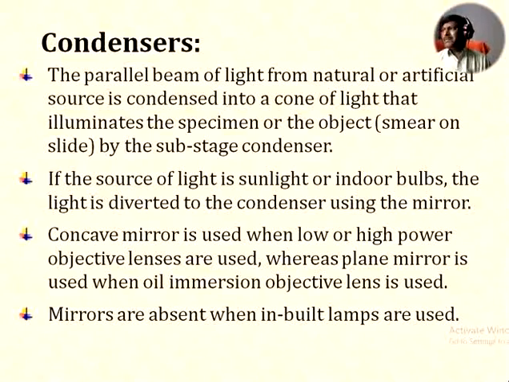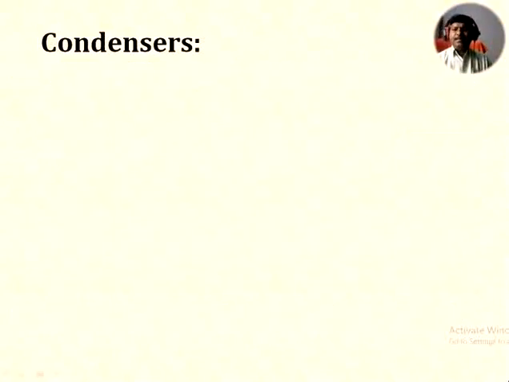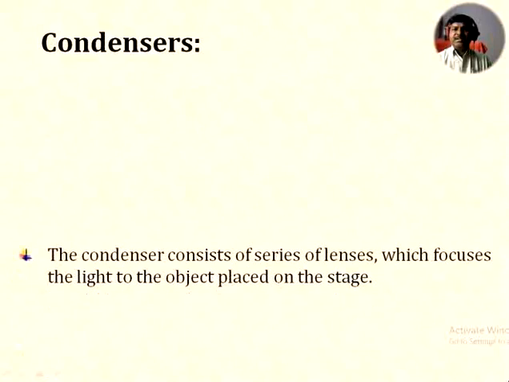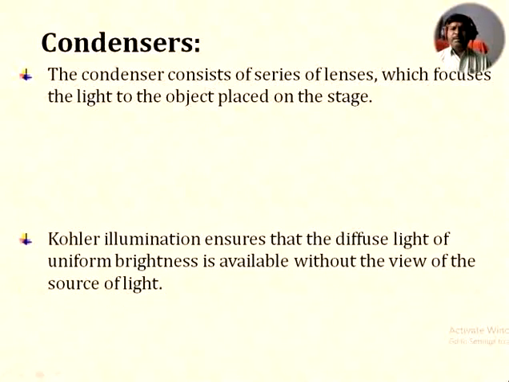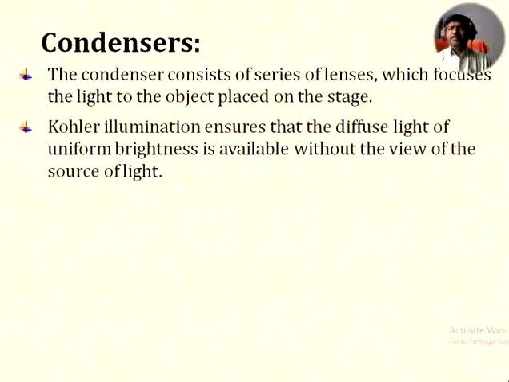But nowadays, the source of light, that is the electric light, is used in some advanced microscopes, and in that, in place of a mirror, there is a light source that is mounted on the microscope. The condenser consists of a series of lenses which focus the light to the object placed on the stage. Okay. Koehler illumination ensures that diffuse light of uniform brightness is available without the view of the source of light.